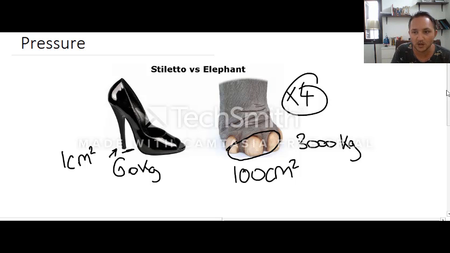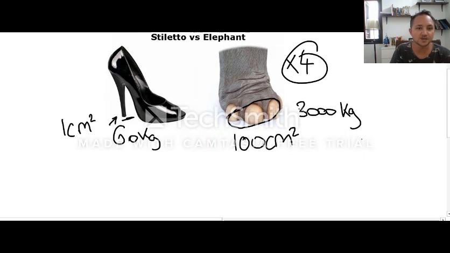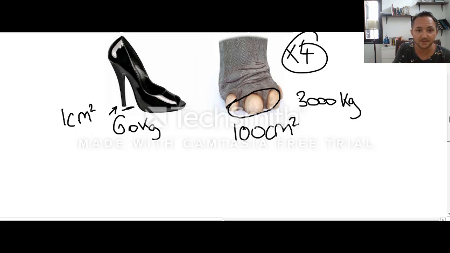All right, so there are different ways you can do this problem, but why don't you stop the video now and answer the question, which one would you rather have? This lady, who is 60 kilograms, treading on your foot, or this elephant, which is 3,000 kilograms, treading on your foot. See if you can work out the different pressures and choose what you would rather have.